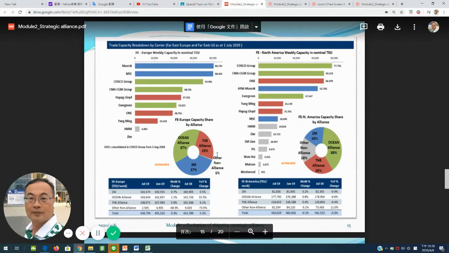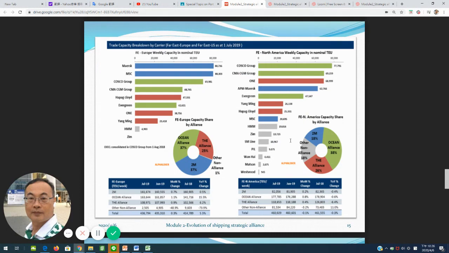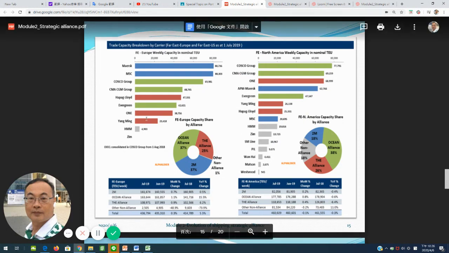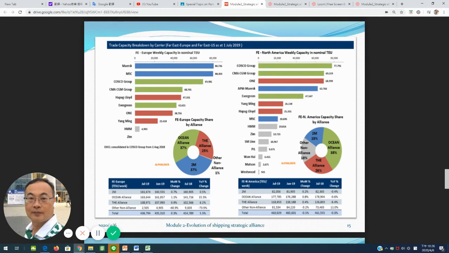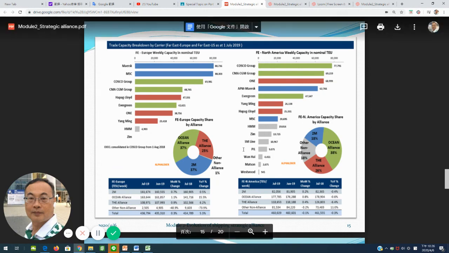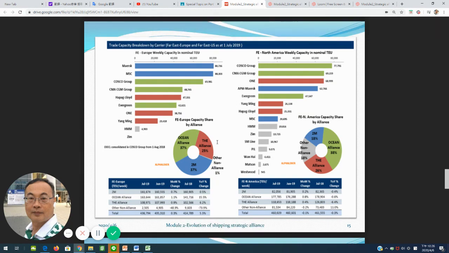Okay, here is to show the capacity of the different alliances. For example, from Far East to Europe, the capacity includes the alliance 25%, 2M 37%, Ocean Alliance 37%. And Far East to North America, Ocean Alliance occupies 38%, the other alliance 26%, and other lines are 18%. Okay.